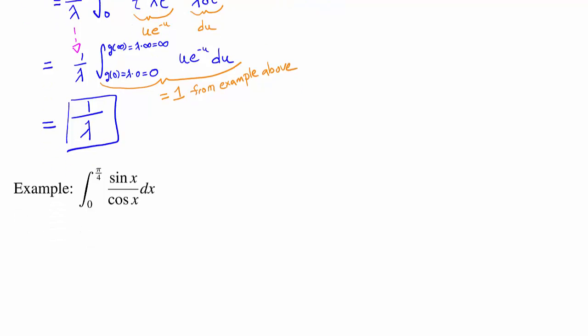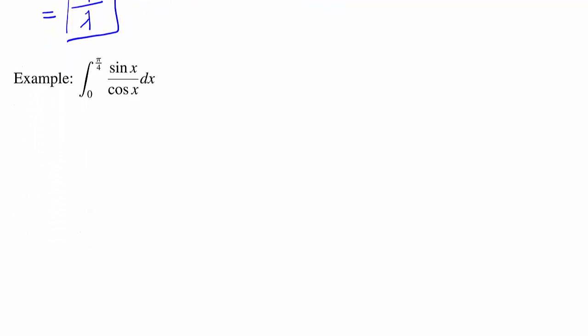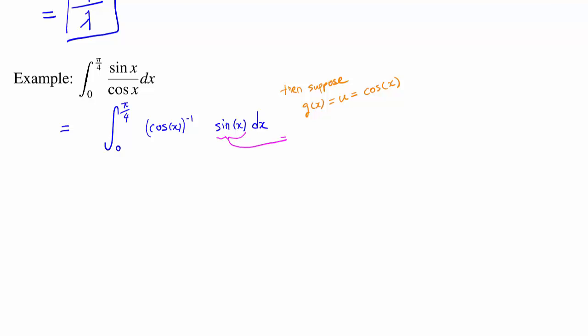Let's take one more example. Suppose we wanted to integrate from 0 to pi over 4 of sine x over cos x, which of course is just tan x. Well, we can do a little bit of manipulation. If we're thinking our function f is 1 over u, and our g of x, which is u, is going to be cos x, then we need to have a du.